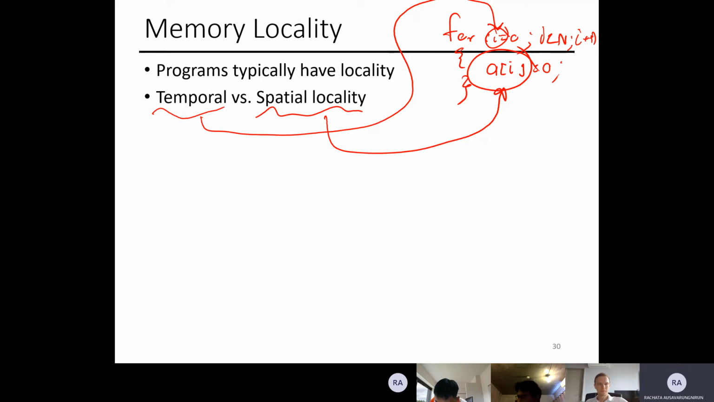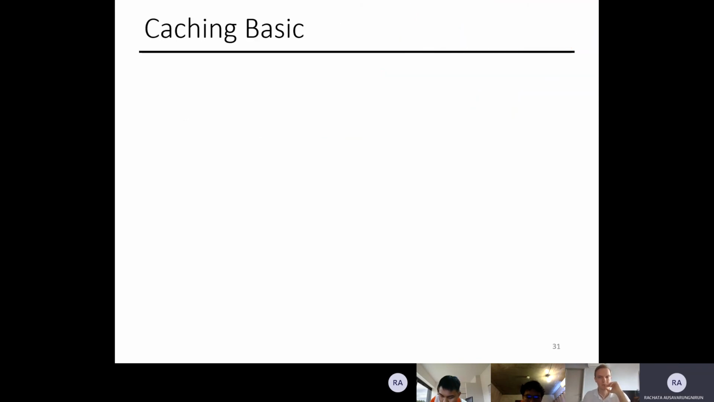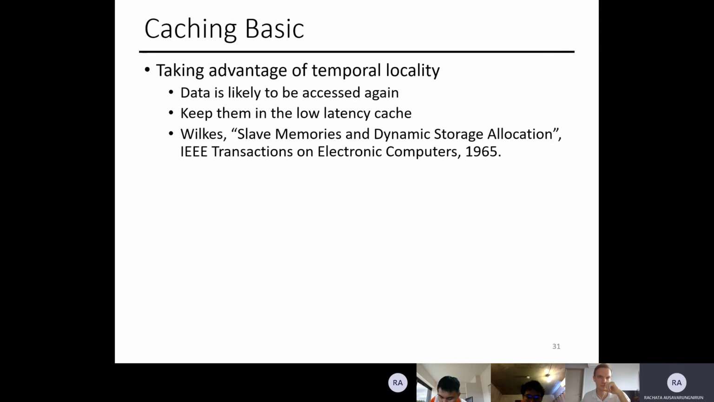This is A of I, right? Because the first cycle is A of 0, the next one is A of 1, the next one is A of 2. So you can see that, hey, I'm going to access A of 3 if I access A of 2. That's called spatial locality. And the idea is to use the cache or the fast memory to take advantage of this observation. If I use something, I'm likely to use it again. So here's the basic, right? Basically, data is likely to be accessed again.